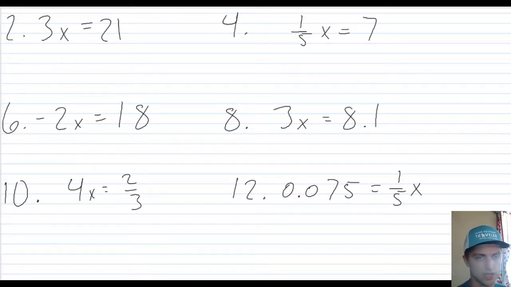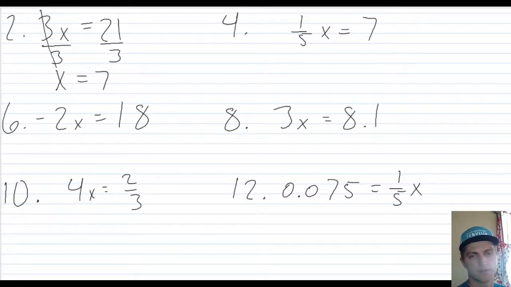How do we undo multiplication? What's happening to x? It's being multiplied by 3. How do we undo multiplication by 3? Divide by 3. What we do to one side, we've got to do to the other. 3 divided by 3, they cancel. We're left with x. 21 divided by 3 gives us 7.